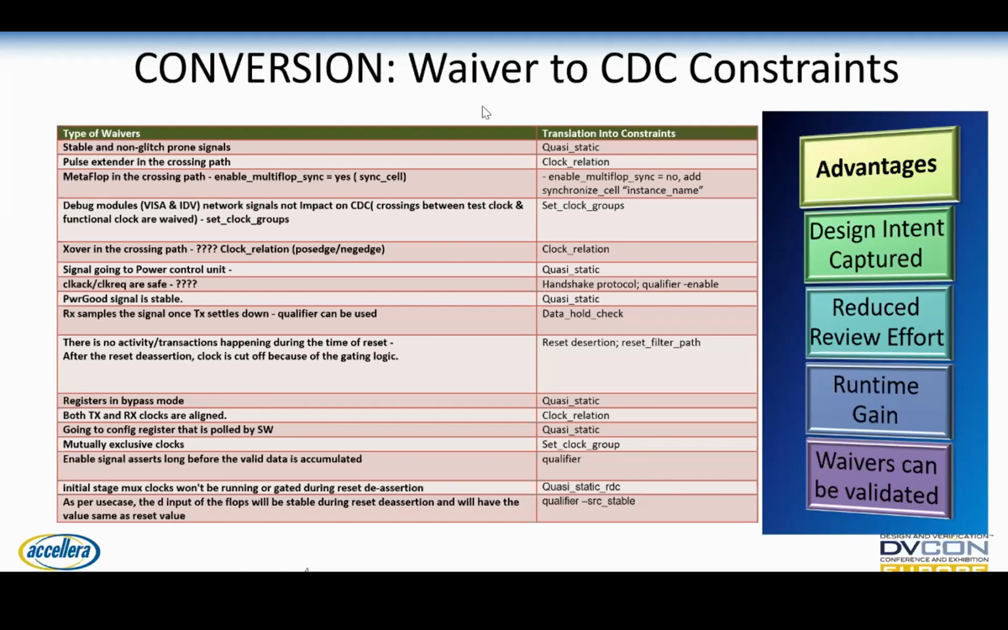Also, the waivers were a post-processing of the analysis, right? Now there is a huge runtime gain because the constraints are applied much before your CDC analysis. That's the reason you don't have to go and post-process the reports, right? And the biggest advantage, again I'm stressing, of translating all the waivers into constraints is that all your constraints can be validated in the validation domain, and that is where the biggest value addition is, right?